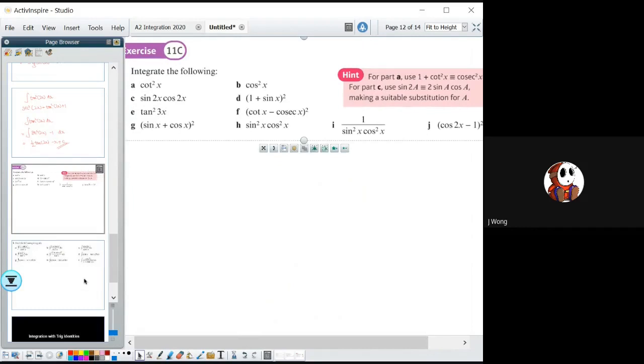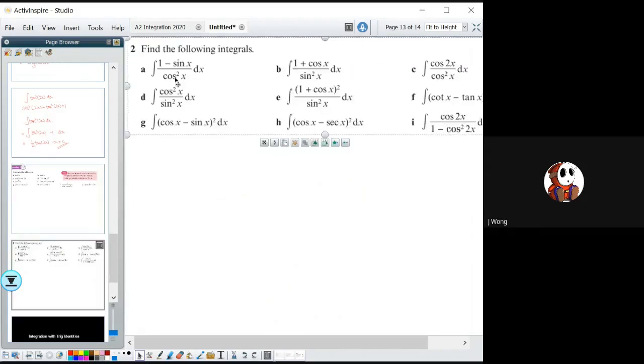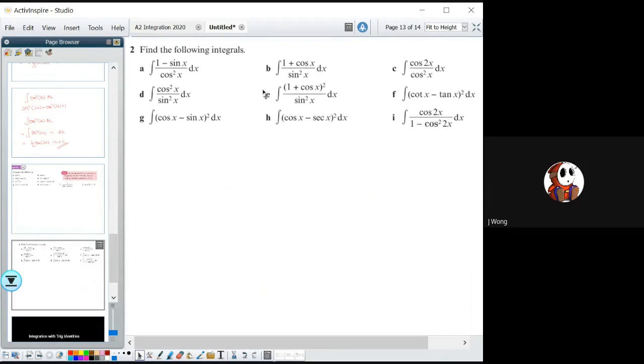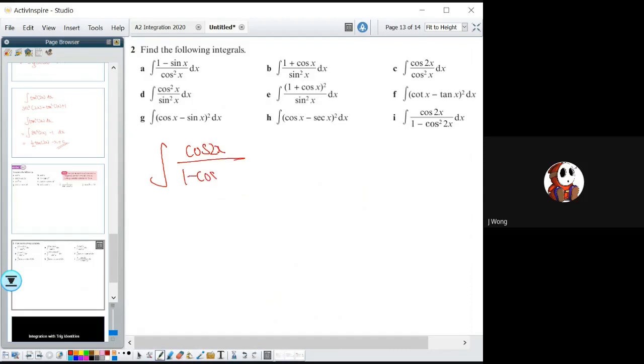To finish this off, I'm just going to do the last question from question 2 in the same exercise. So the integral of cos 2x all over 1 minus cos squared of 2x with respect to x. What can we do here? Firstly, 1 minus cos squared of 2x can be changed into sine squared of 2x. So I can change it into the integral of cos 2x over sine squared of 2x with respect to x.